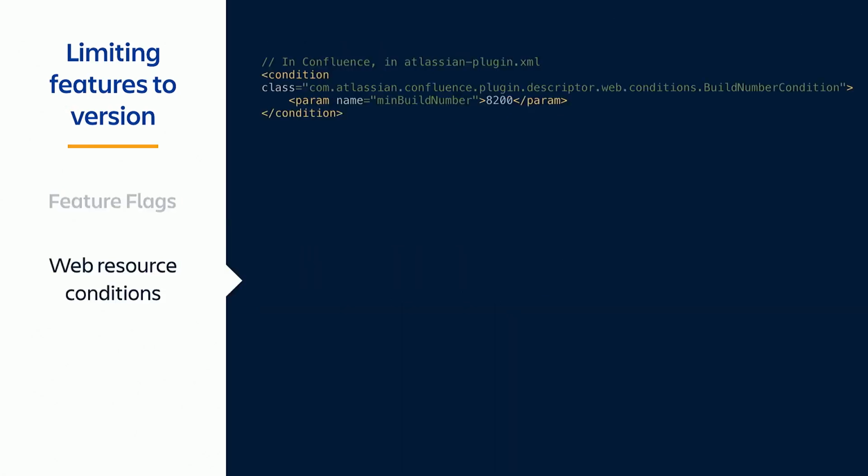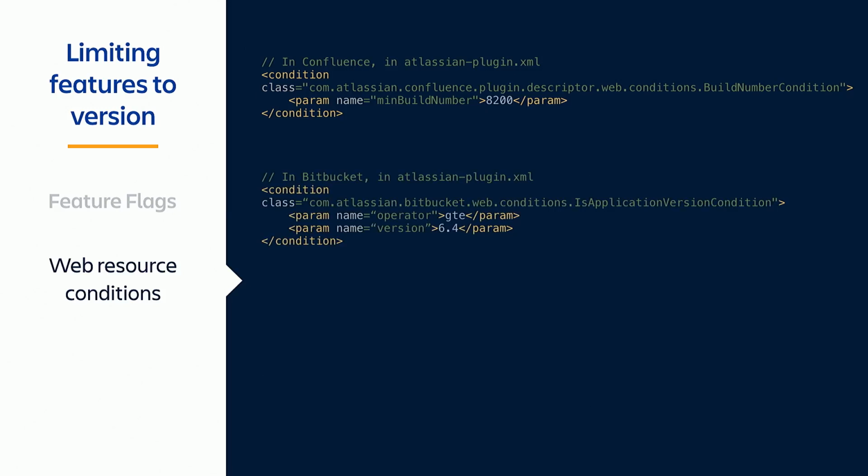Now, in Confluence and Bitbucket, we also have conditions that we can use that are provided by these products. For Confluence, there's a build number condition. And for Bitbucket, there's an is application version condition. So you can use those to control your web items and things like that and resources.